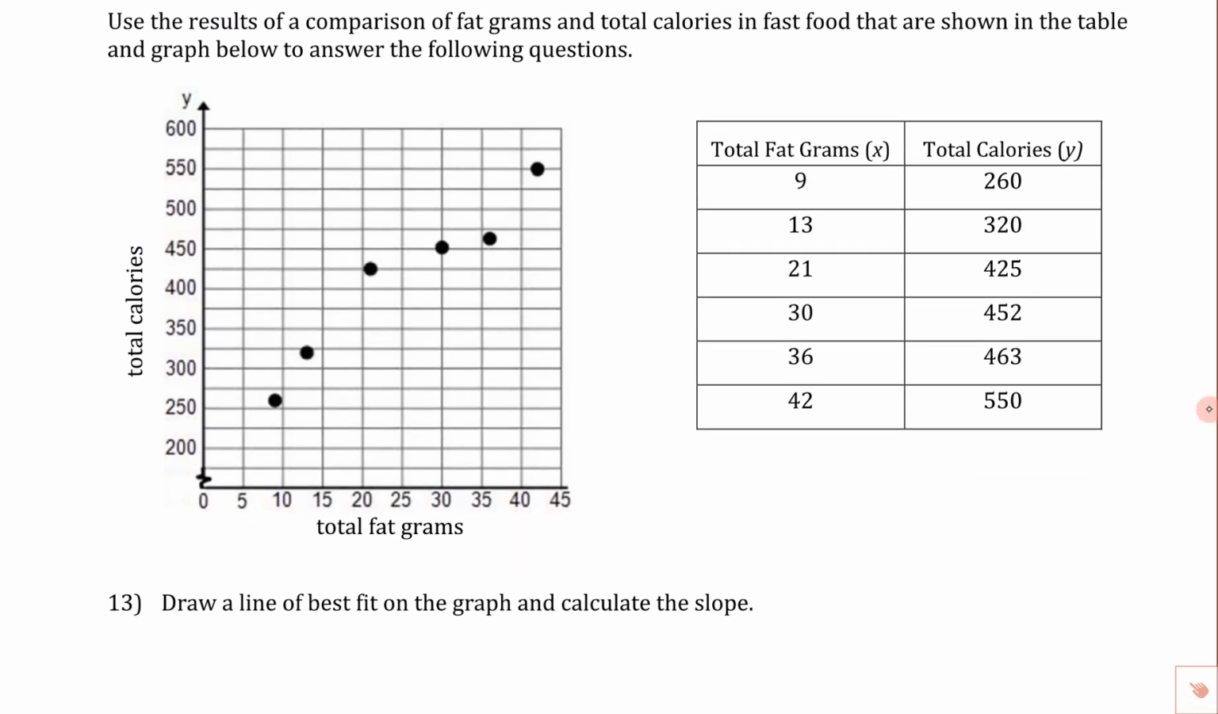It says, so this is starting with problem number 13. Here's the situation. The results of a comparison of fat grams to total calories in fast food are shown in the table and graph below. We're going to use those to answer the questions. So let's take a look here.